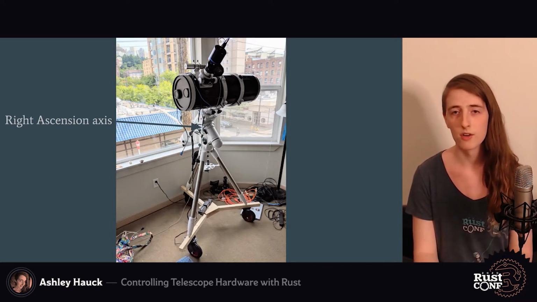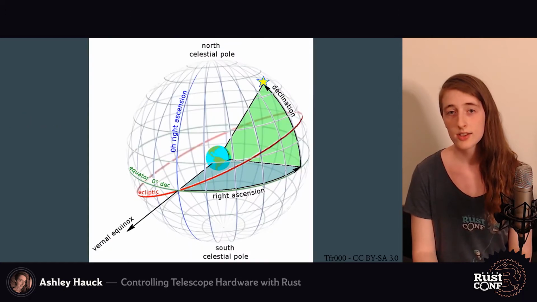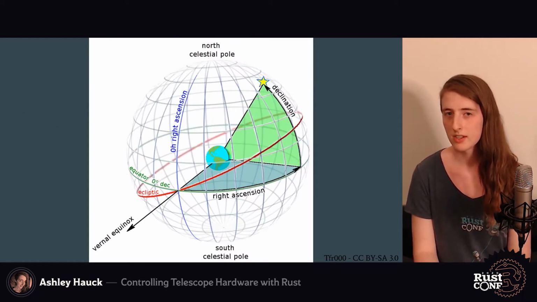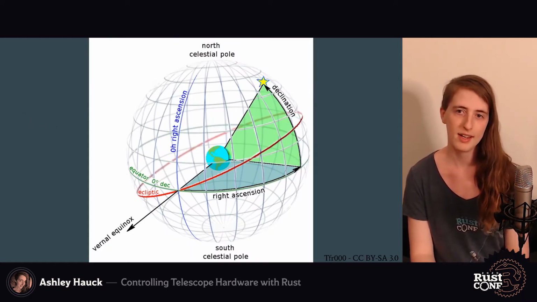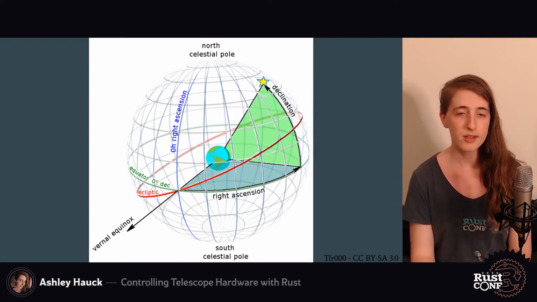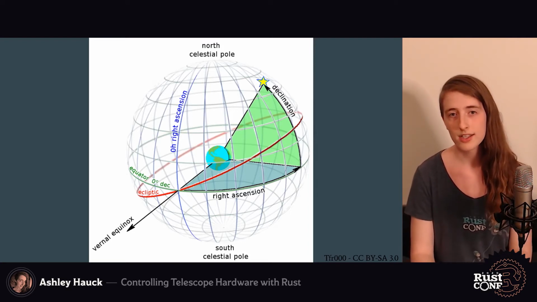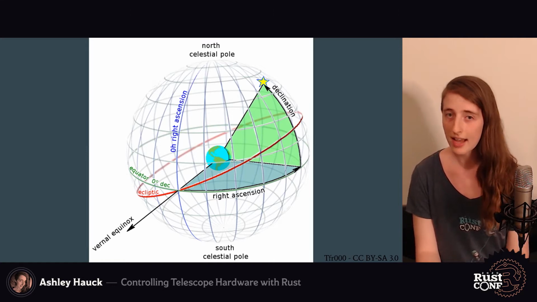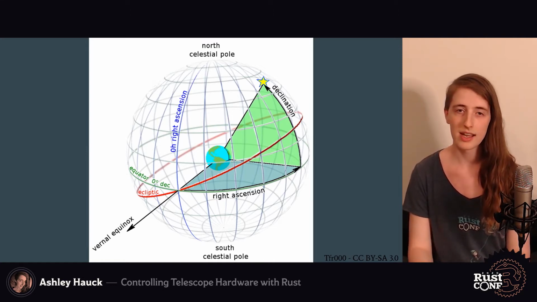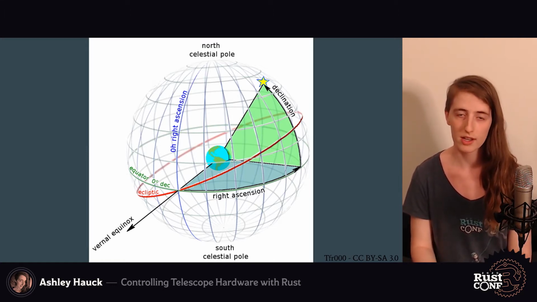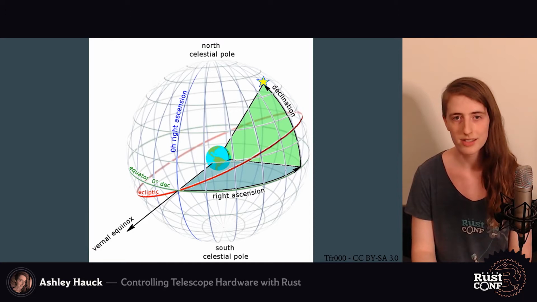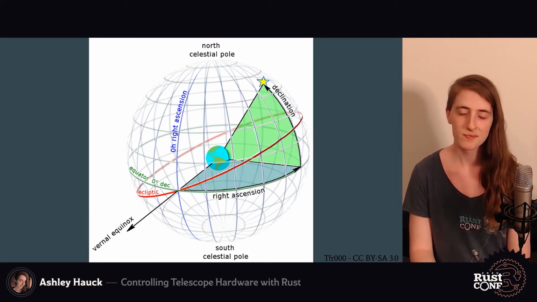So what actually are right ascension and declination? The sky needs a coordinate system to be able to uniquely identify any point in the sky. We start off using the Earth's latitude and longitude as a base. Latitude is easy. Anything directly over the North Pole is 90 degrees north. Anything over the equator is 0 degrees. Anything over the South Pole is negative 90 degrees.